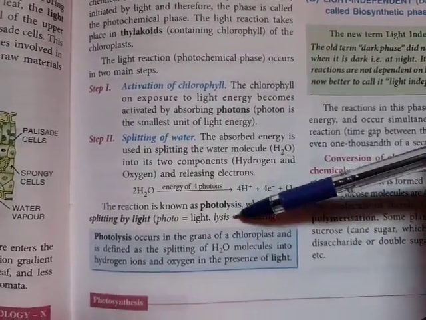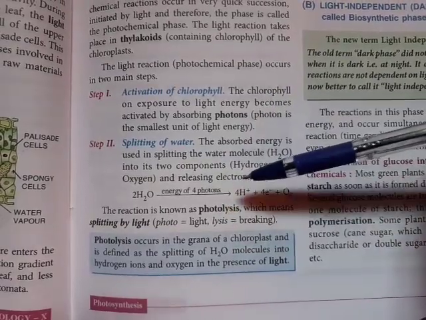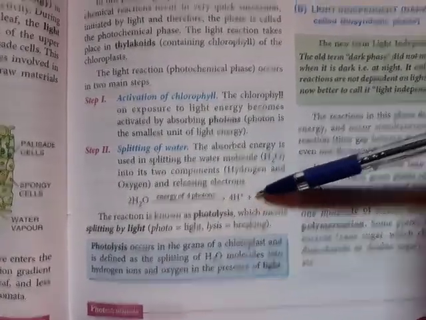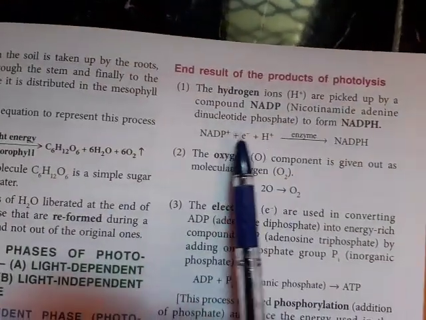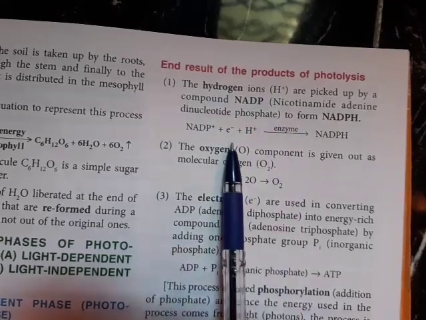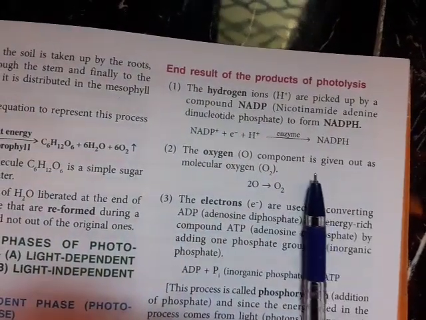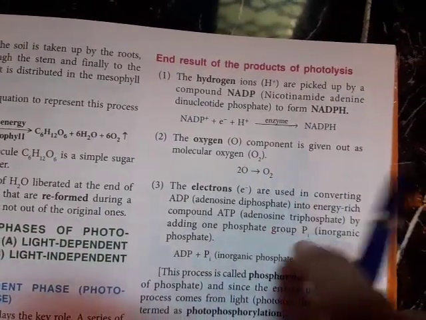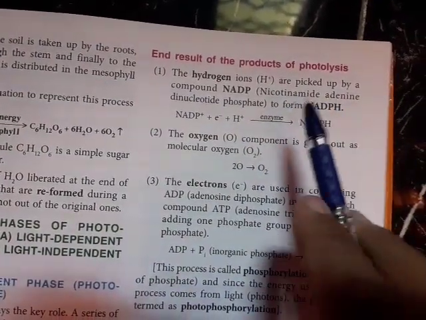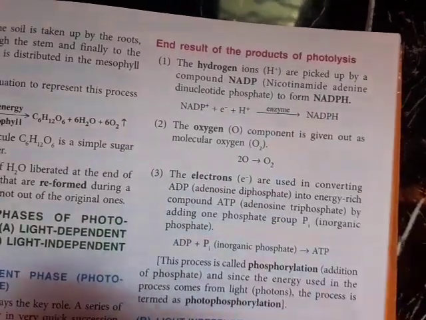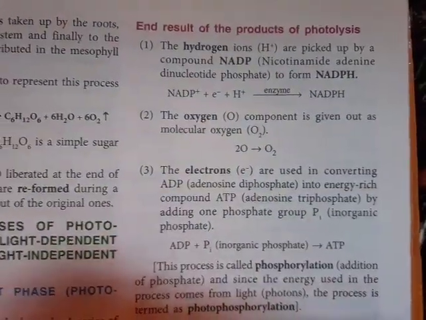Water molecule is split up into what? Into hydrogen and oxygen in presence of sunlight. So what is the end result of the products? The hydrogen ions are picked up by nicotinamide adenine dinucleotide phosphate to form NADPH, which is nicotinamide adenine dinucleotide phosphate hydrogen, and then from the oxygen we get molecular oxygen.